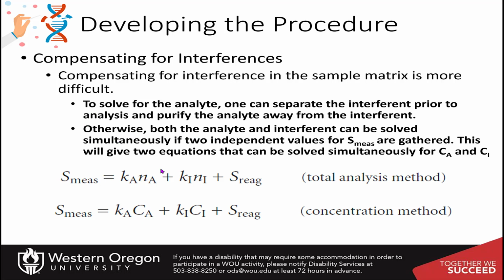Otherwise, you can solve for this equation down here if you have two measurements that you've taken independently from one another. This is going to give two equations that can then be solved simultaneously for either the Na and Ni or the Ca and the Ci if you're using concentrations. So how does that exactly work? Well, let's take a look at an example.